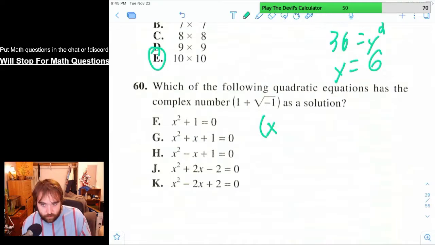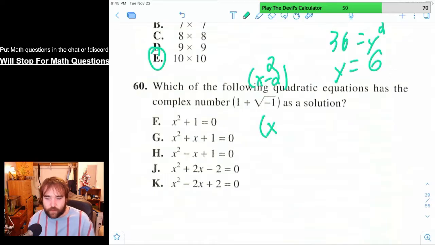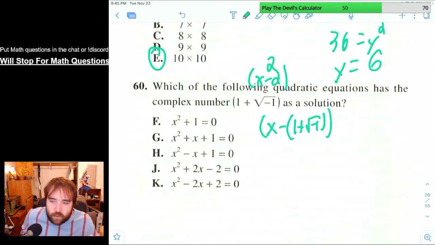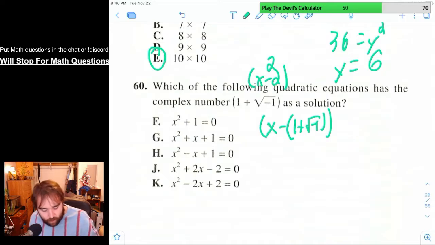Well, if that's a solution, remember, if 2 is a solution, that means that x minus 2 is a factor. So if 1 plus root negative 1 is a solution, that means that x minus (1 plus root negative 1) is a factor. And now you have to just know about complex numbers, or just think about the quadratic formula. Maybe you can just work backwards with the quadratic formula here. We'll think about that afterwards. That's probably quicker. But if you have 1 plus root negative 1 as an answer, you're also going to have 1 minus root negative 1 as an answer, because that's the plus or minus from the quadratic formula.